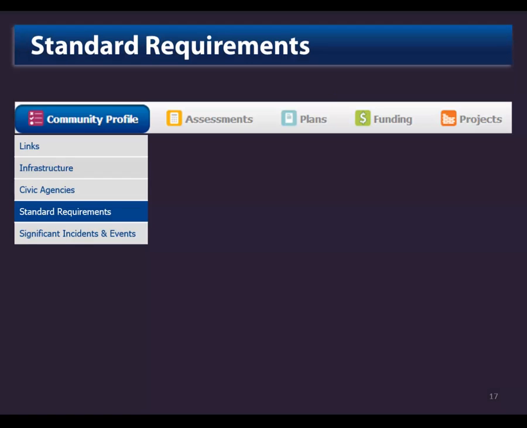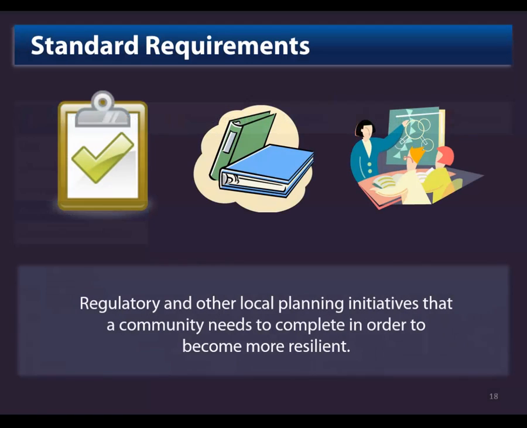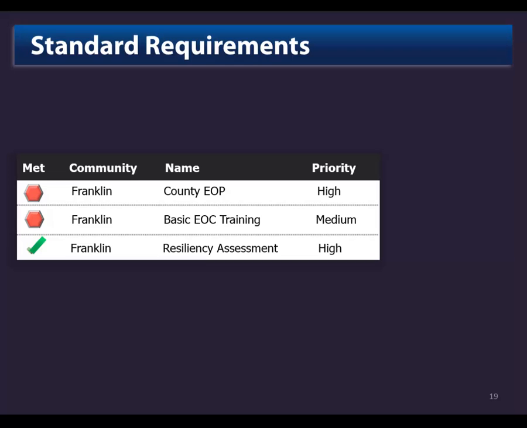Now let's take a look at the Standard Requirements submodule. Standard requirements are considered regulatory and other local planning initiatives that a community needs to complete in order to become more resilient. Standard requirements might include completing a county emergency operations plan, conducting a basic emergency operations center training, or conducting a resiliency assessment, and these are just to name a few. Think of this as your community's checklist to getting done all of the things that it needs to in order to become more resilient.